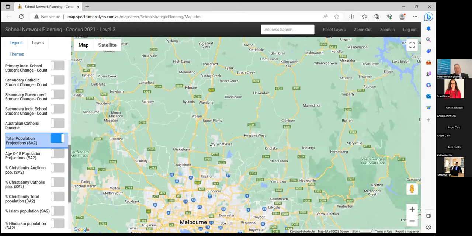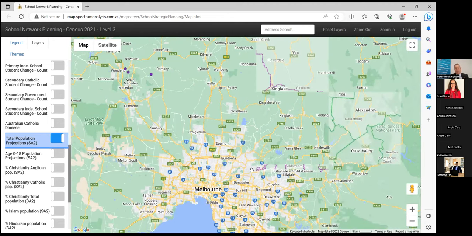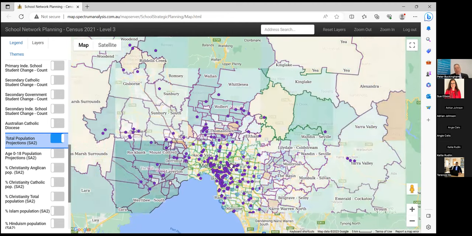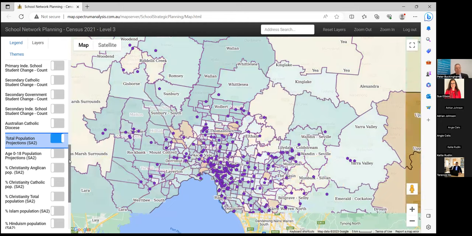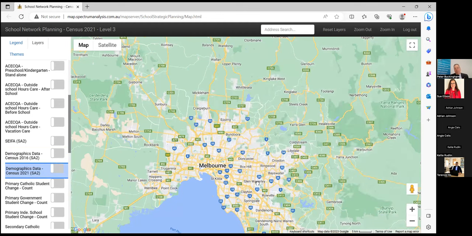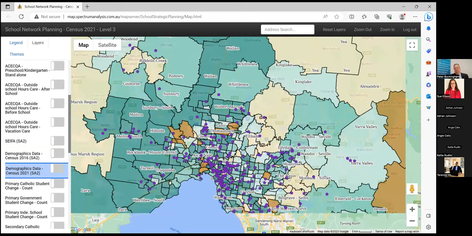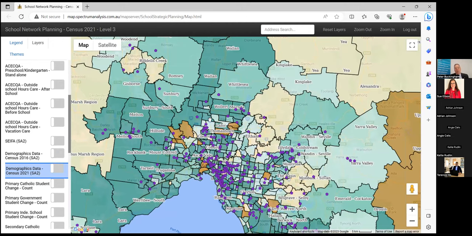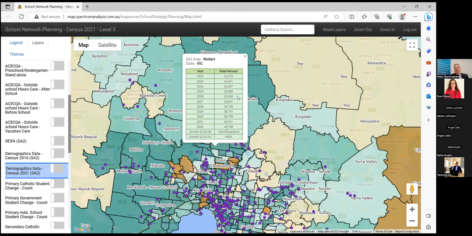And again, we tend to go from a dark colour through to a light colour, and normally right through to often a brown. So this is just looking at Melbourne. And in total population, if I go to Wollert, it's actually going to grow from 20,000 to 42,000 in total population over that basically 11-year period. So it'll go up 92%.